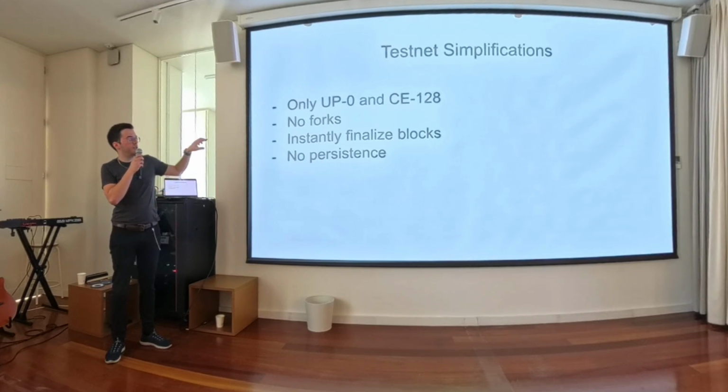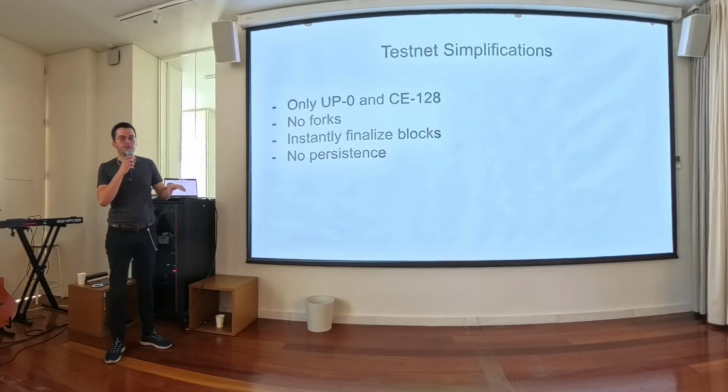Then we have the simplification that there are no forks. Safrole shouldn't make any forks, but due to network issues, of course, you can still end up in a situation where you have a fork. We just have the simplification that won't happen now. We also instantly finalize blocks because we only download finalized blocks. That's another simplification, but otherwise we would have to inevitably deal with forks. And it doesn't persist, so you just restart the node and it syncs from scratch again.